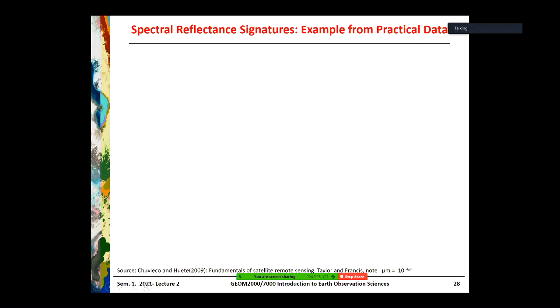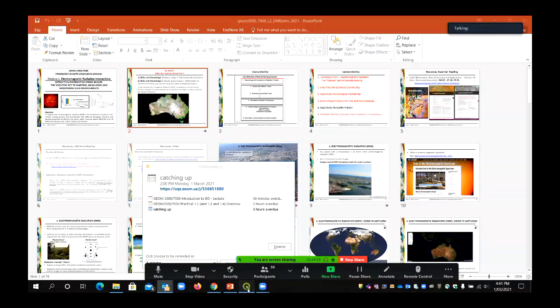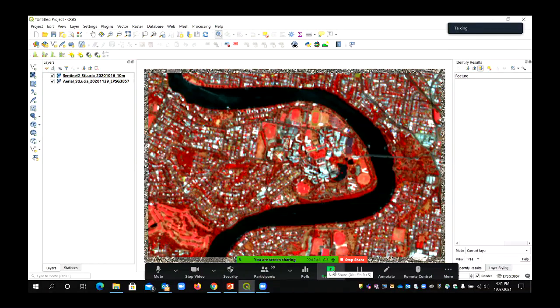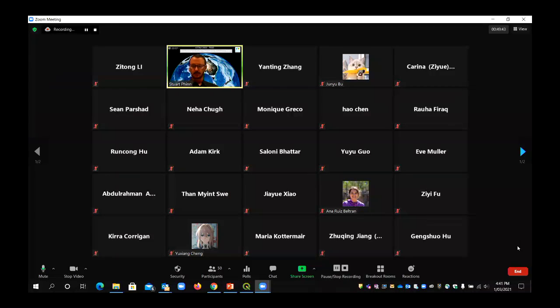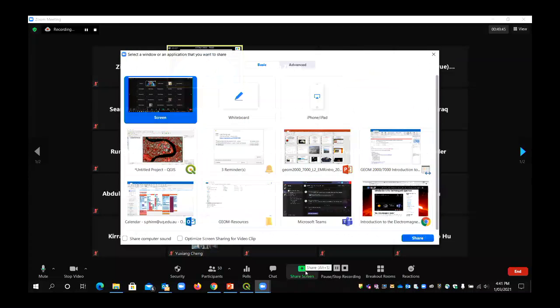All right. What we're going to look at in the practical data, and I might do this towards the end of the lecture, is jump into QGIS. And actually, let's see if we can do it now. I'm just going to stop sharing the screen, and I'm going to share it again.